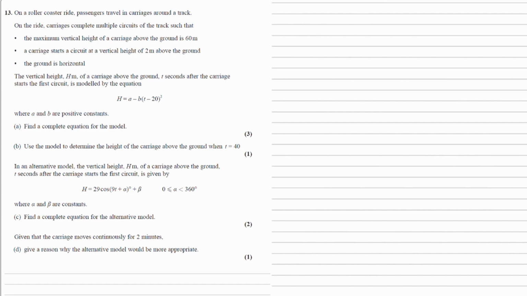Part A, find a complete equation for the model. So using the information that we've been given, we can do a quick sketch of the graph that is modeled by this quadratic equation. According to the equation, the y-axis will be representing the height and the x-axis will be representing the time. And we are told the carriage starts a circuit at a vertical height of 2 meters above ground, which means that when it starts, t is equal to 0 and the height is 2.